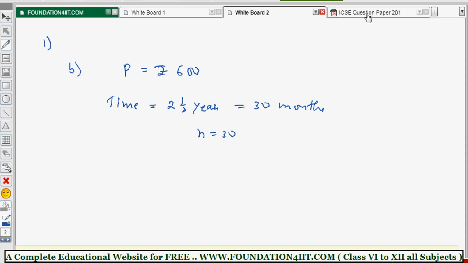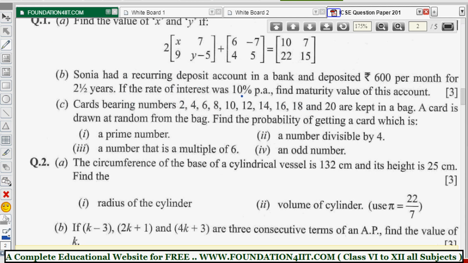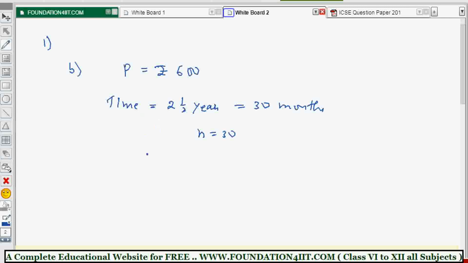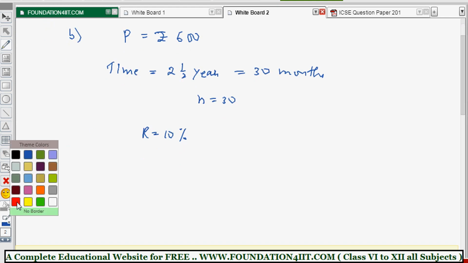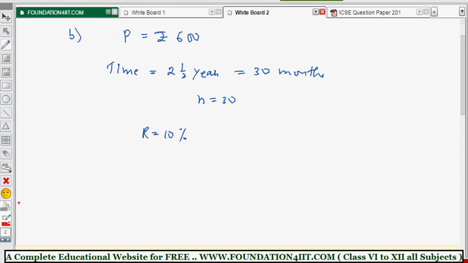And rate of interest is 10% per annum. So R is equal to 10. Then we have a formula for simple interest directly. So simple interest is equal to P into (n plus 1 by 2) into 1 by 12. So this is for monthly basis, right? So that's why 1 by 12 into R by 100.